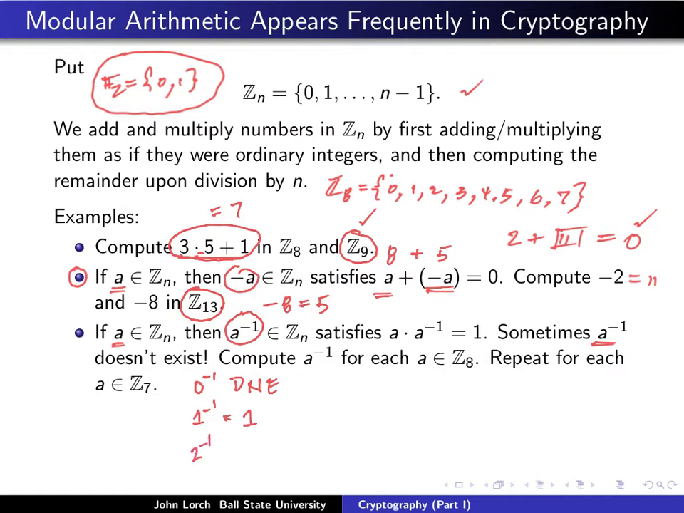2 inverse, all right, so here's what I want you to do. Maybe pause the video and take every single thing in Z8 and multiply it by 2. Start with 0 times 2, and then 1 times 2, 2 times 2, etc. You're never going to find anything in Z8 that multiplies by 2 in order to give 1, and therefore 2 inverse does not exist.